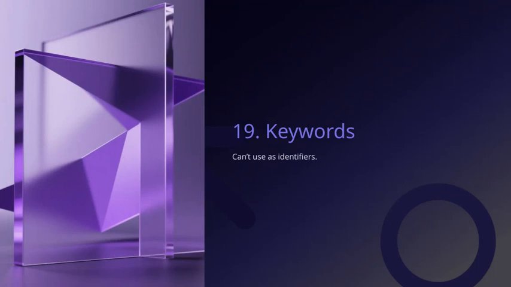Let's talk about some key points regarding keywords. First, it's important to understand that in programming, keywords are reserved words with special meanings. Because of their special status, we can't use them as identifiers, such as variable names or function names. Doing so would lead to errors or unexpected behavior in our code. This restriction highlights the importance of choosing meaningful, non-reserved names for our identifiers to keep our code clear and functional.